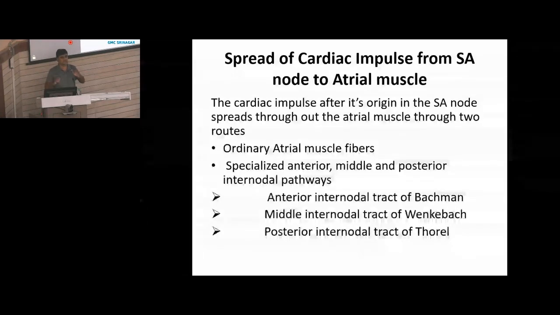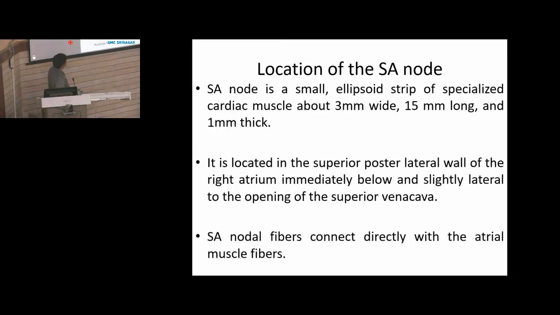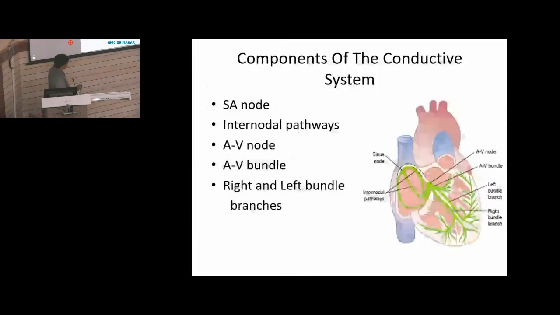These are the three internodal tracts, part of the conduction system of the heart, running from the SA node to the AV node. Looking at the diagram again: anterior internodal tract, middle internodal tract and posterior internodal tract. So anterior is Bachmann, then Wenckebach and Thorel.